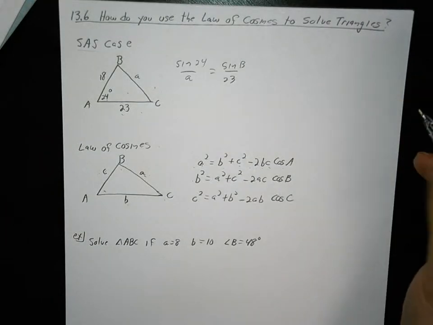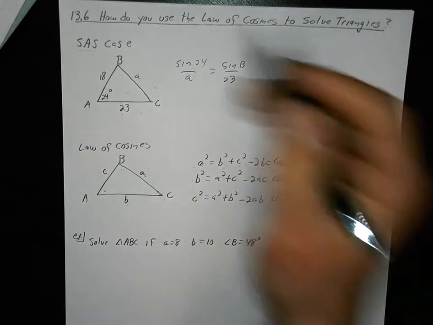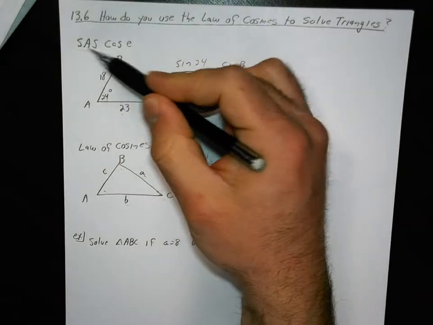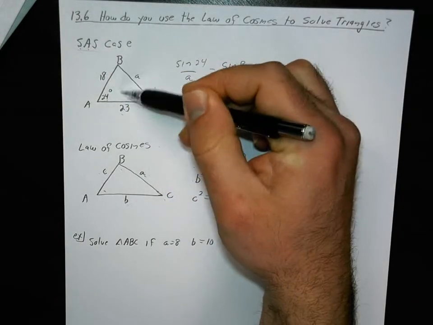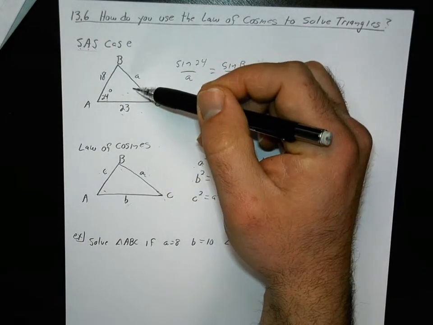Okay, today we're looking at section 13.6, how to use the law of cosines to solve triangles. We learned about the law of sines, and we learned when we can use it. What would happen if I know two sides and the angle in between, like this triangle, and I tried to use the law of sines?